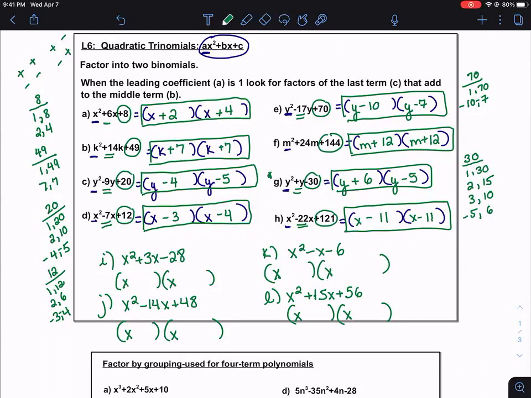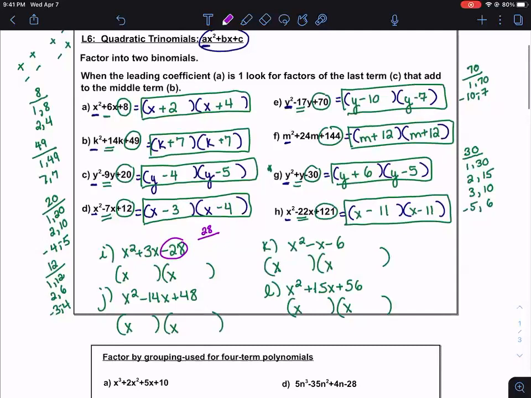Okay, so here we go. Factors of negative 28 that add to positive 3. Well, when you think about 28, 1 and 28 don't work. 2 and 14 don't work. 3 doesn't go into 28, excuse me. 4 and 7 do though.